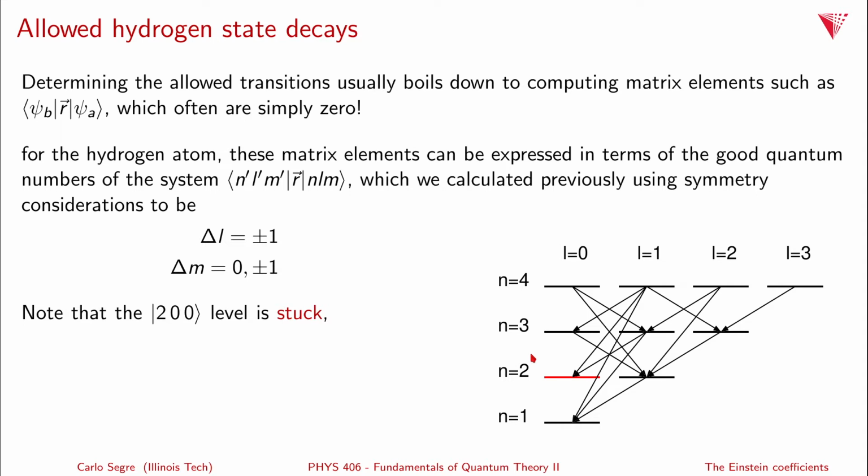Now, if you want to note something, is that this level here, the n equals 2, L equals 0, m equals 0 level is stuck. It cannot decay anywhere. Every other level can decay down, but this one cannot decay directly. But it will decay eventually through other channels like thermal de-excitation or something like that.